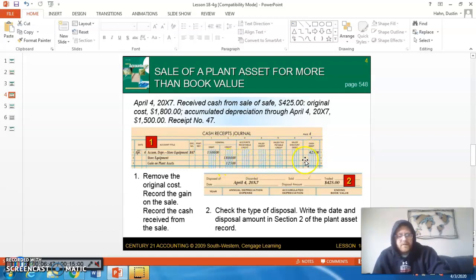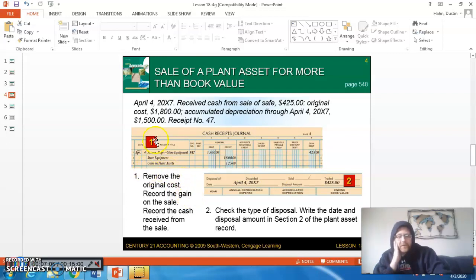So if you're still uncertain if it's a gain or loss, if you need to put that number in a credit, that means it's going to be a gain. If you need to put that number in your debit, it's going to be a loss. Right now, if you do the math, your debits and credits still equal.